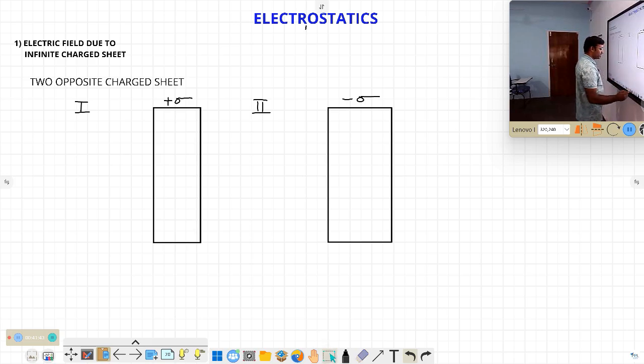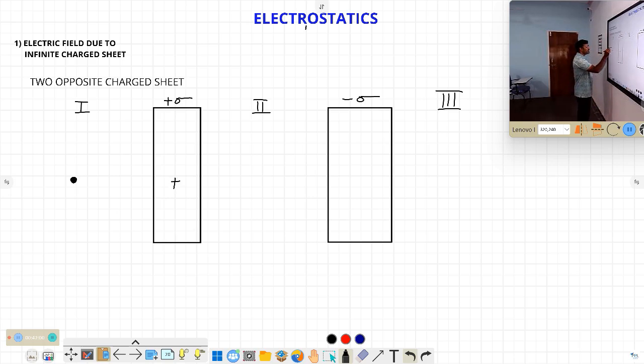So what is the electric field intensity at regions 1, 2, 3? If you find it, that's our completion of this concept of sheet. Okay, first come to the case of outside, the first region. In the first region, the first sheet is positively charged.